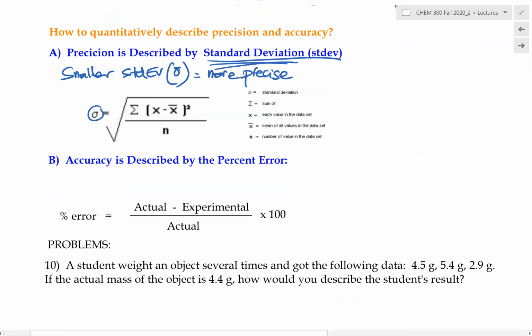And now let's move on to accuracy. So accuracy is quantitatively described by calculating the percent error. And the equation for calculating the percent error is as follows: the actual value minus the experimental value, divided by the actual value, multiplied by 100. And the smaller the percent error, then the more accurate, so the more accurate the set of data would be. So these are basically how we can quantitatively describe precision and accuracy.